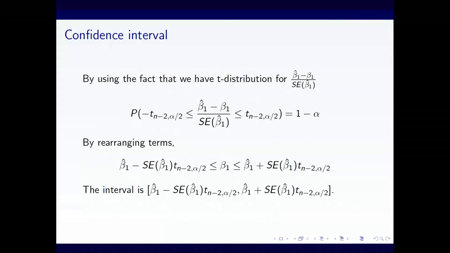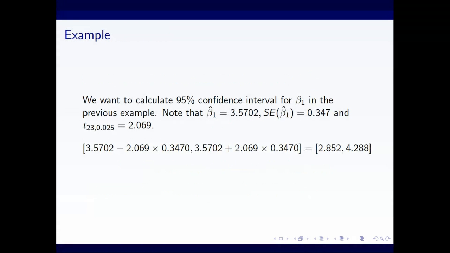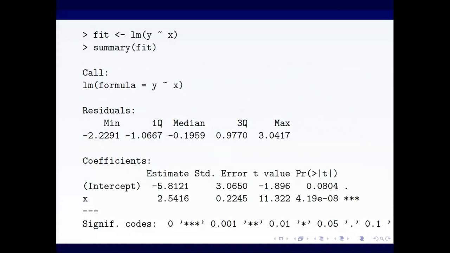We looked at an example, and then we also looked at how to construct the confidence interval using the distribution that we derived. So we have a t distribution, and then we use the t value. The lower bound is beta 1 hat minus the standard error of beta 1 hat times the t value. And then the upper bound is beta 1 hat plus the standard error of beta 1 hat times the t value. And then we looked at the example.